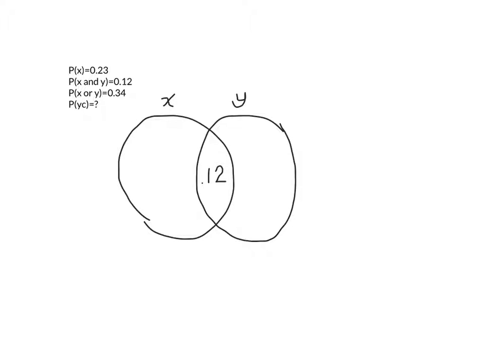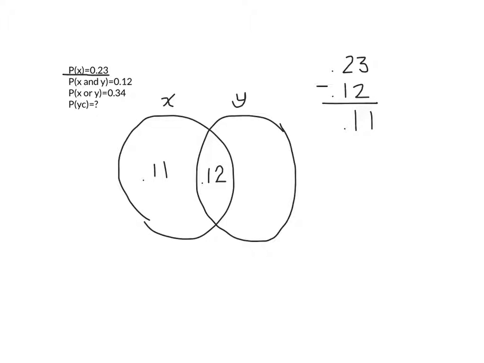And then using the fact that the probability that it's in X is 0.23, then I already know that in my X circle I already have 0.12, so what must be in just X must be 0.23 minus the 0.12 I already have in that circle. So there's 0.11 that is just in X.